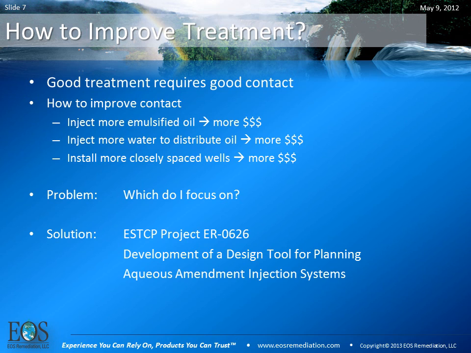And so that's where the ESTCP project ER0626, as I mentioned before, which is titled Development of a Design Tool for Planning Aqueous Amendment Injection Systems, comes in. This is where that design tool comes in. It's going to help you decide where to invest the majority of your funds for the project, and to figure out ways to optimize the system.